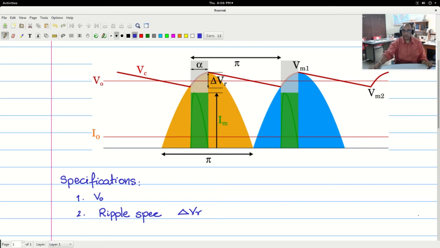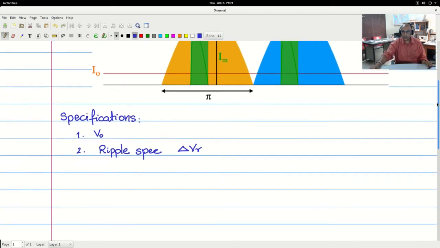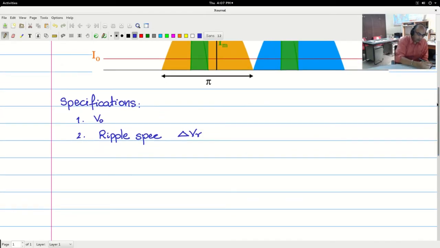Then what else would be given is the power P naught, the output power. We also have the input spec.